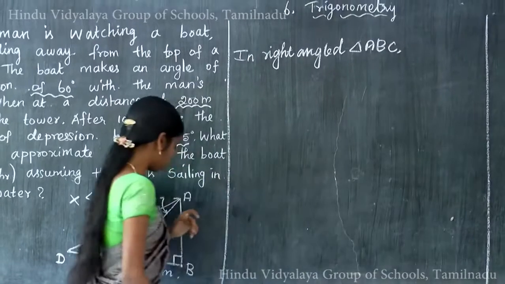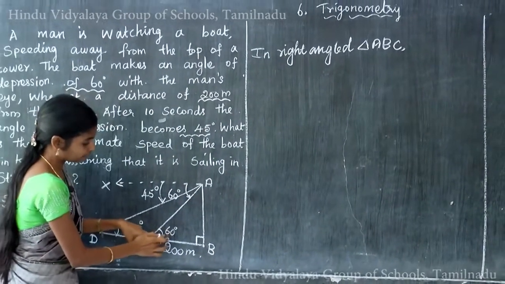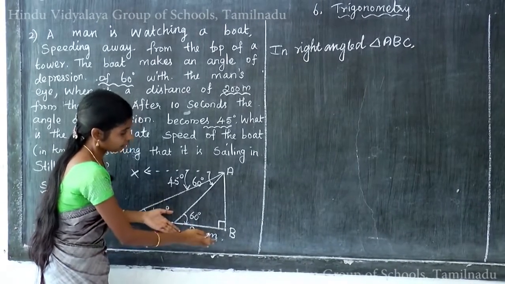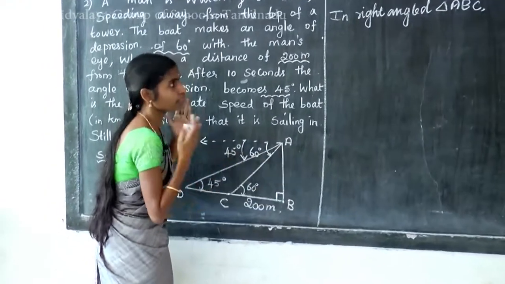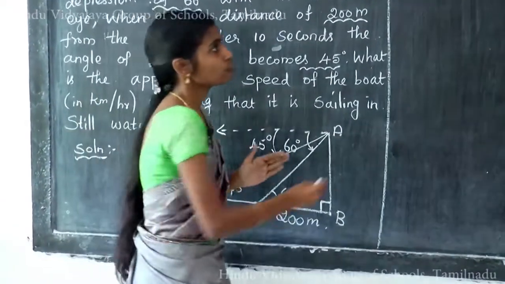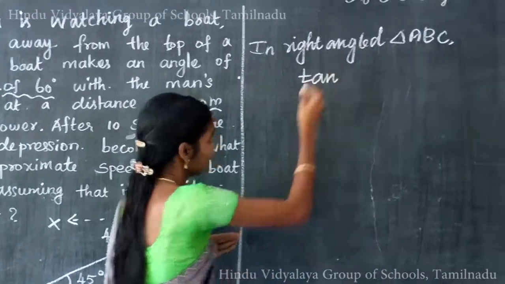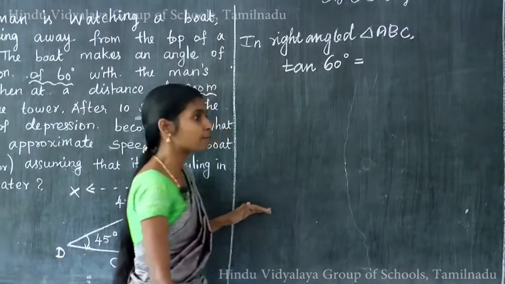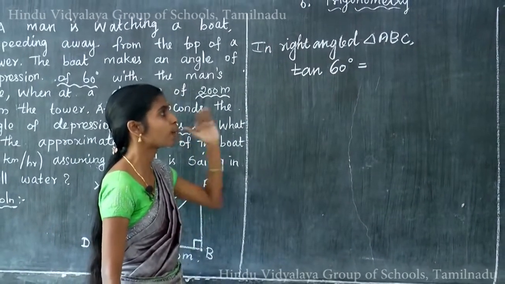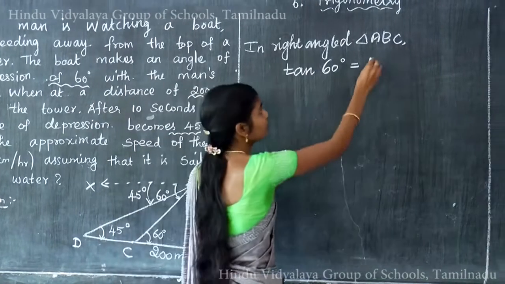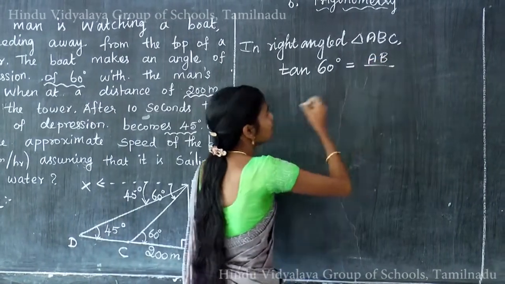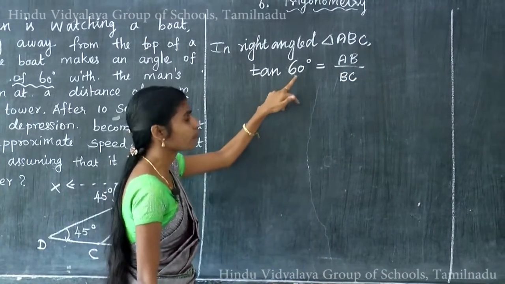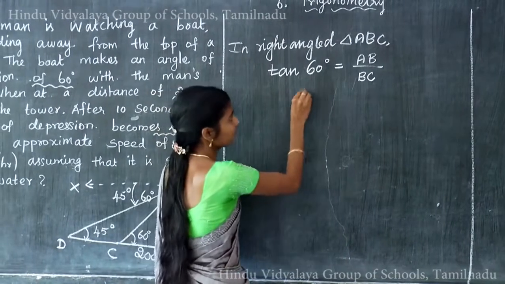ABC, here the angle is given 60 degree and the adjacent side of the angle 60 degree is given. We need to find the opposite side. So we can use the ratio tan. So tan theta. What is theta? Theta is 60 degree. So tan 60 degree is equal to, what is the formula for tan theta? Yes, that is opposite side by adjacent side. So from the diagram, the opposite side is AB, the adjacent side is BC. Then substitute the values. What is the value of tan 60? Yes, very good, that is root 3.